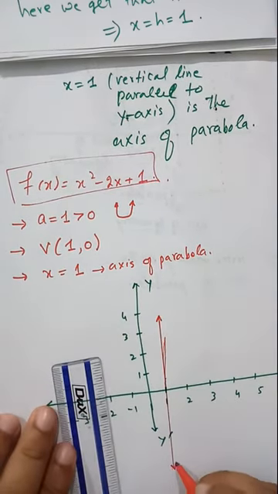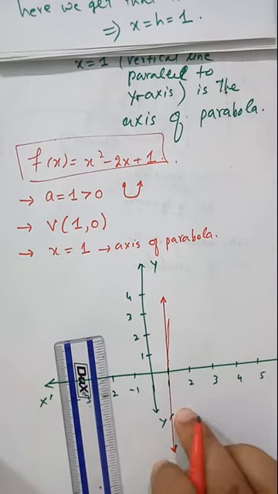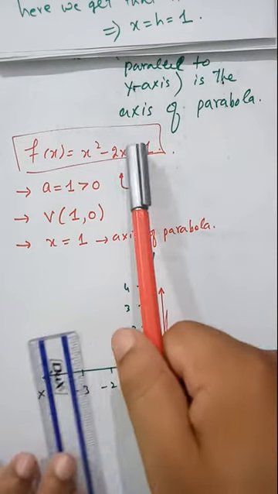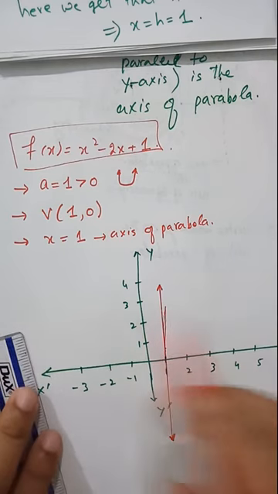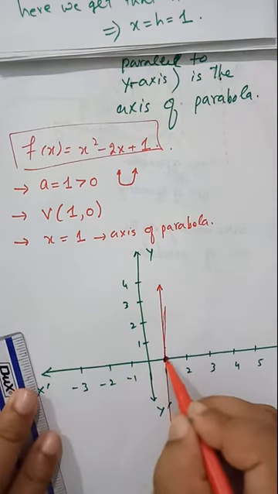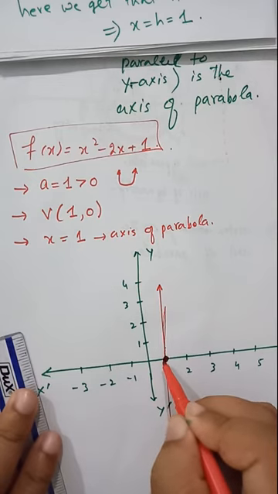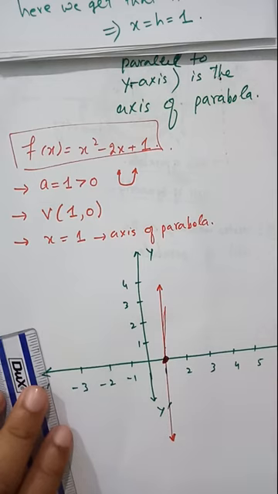This is the graph of x is equal to 1. So this is the symmetry of this parabola. The branches will be open upward, and what is the vertex? Vertex is 1, 0. So this point is 1, 0. So you see that vertex is always on the axis of parabola, which we discussed in the start.